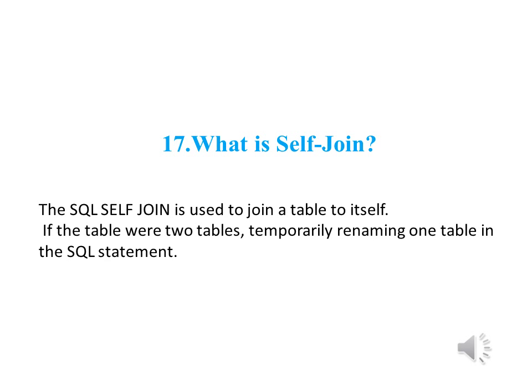What is self-join? SQL self-join is used to join a table to itself, as if the table were two tables, temporarily renaming one table in the SQL statement. Now, you are thinking how we can join a single table, right? Joining a single table to itself is called self-join.